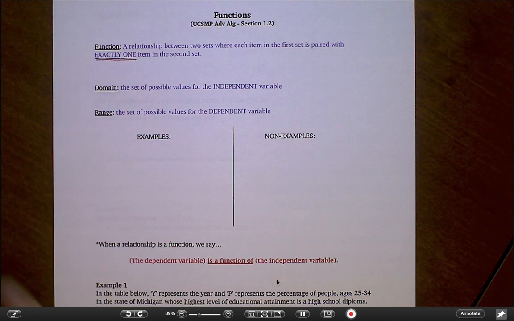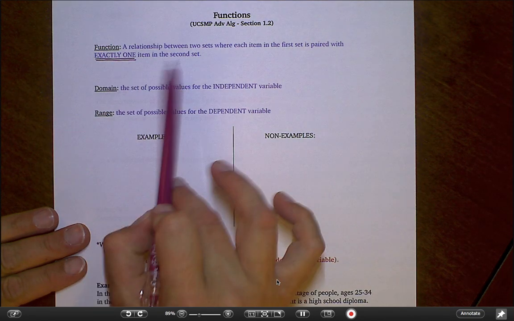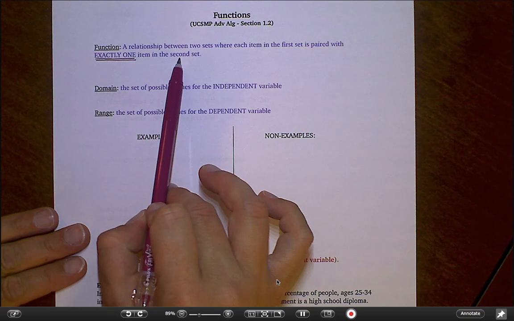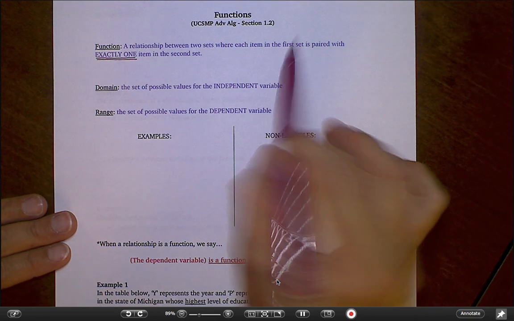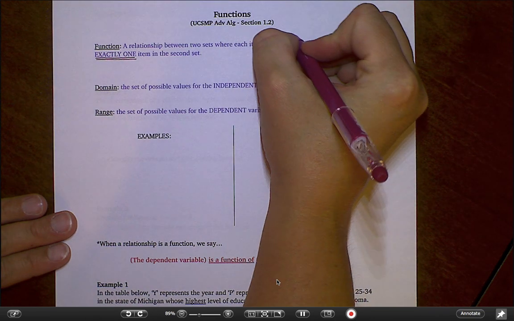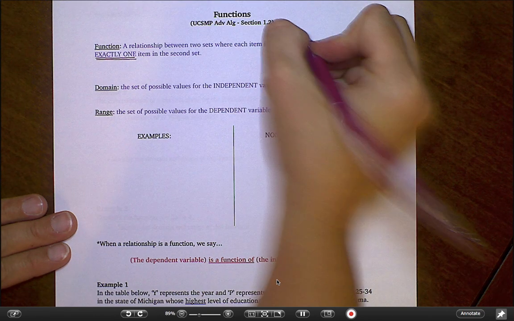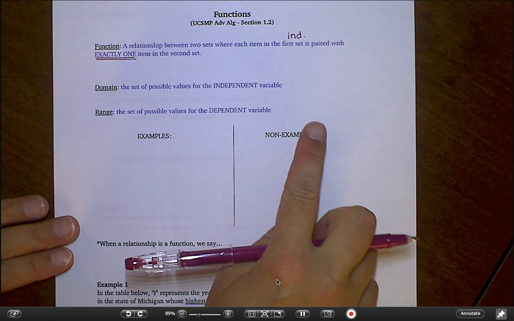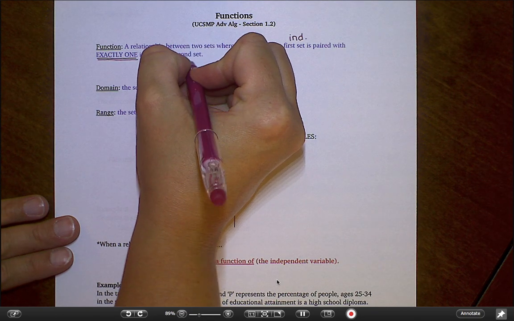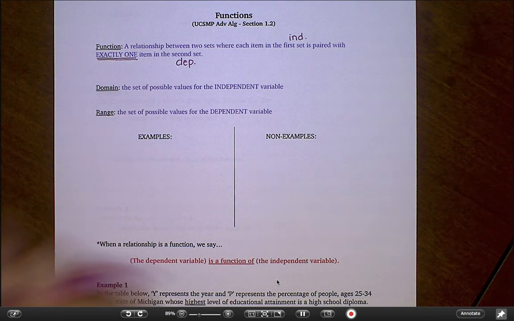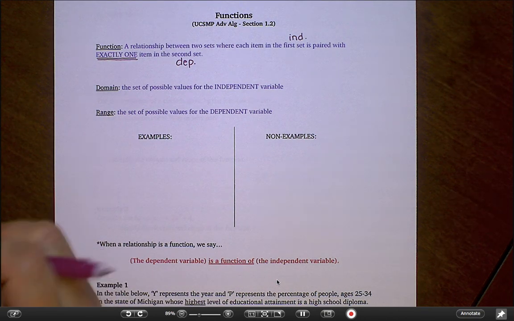So that can get a little bit confusing about functions, and that's really where our focus is today, understanding that relationship. So we're talking about this first set and the second set, and then we have some other words that we can apply to those sets. The items in the first set are what we refer to as the independent variable, and we're always taking the independent variable and pairing them up with the dependent variable in the second set. Okay, so independent variable is the first set, dependent variable is the second set.